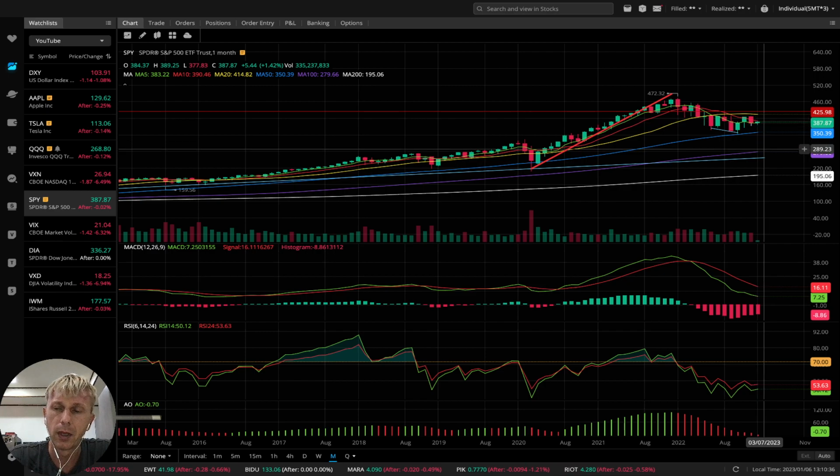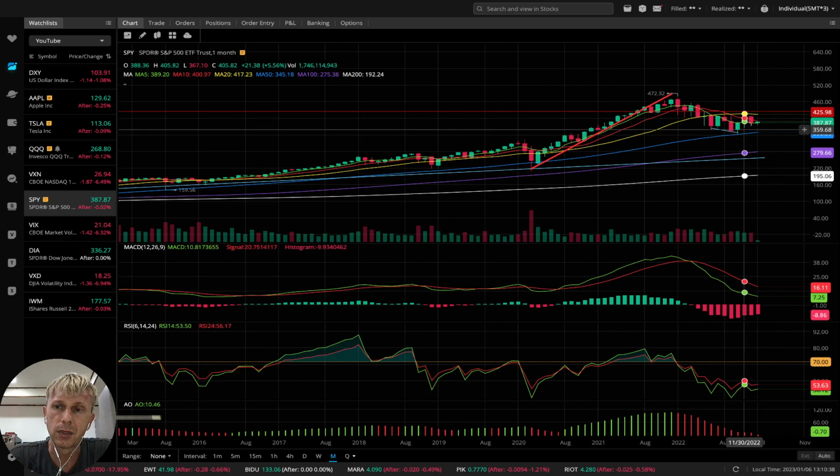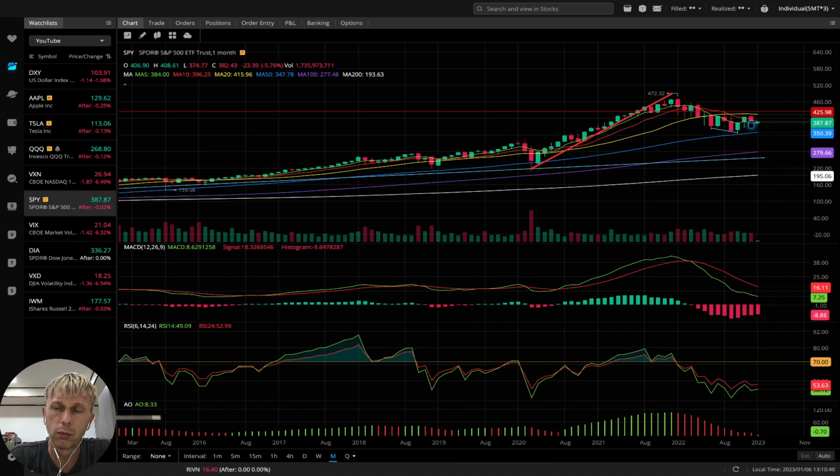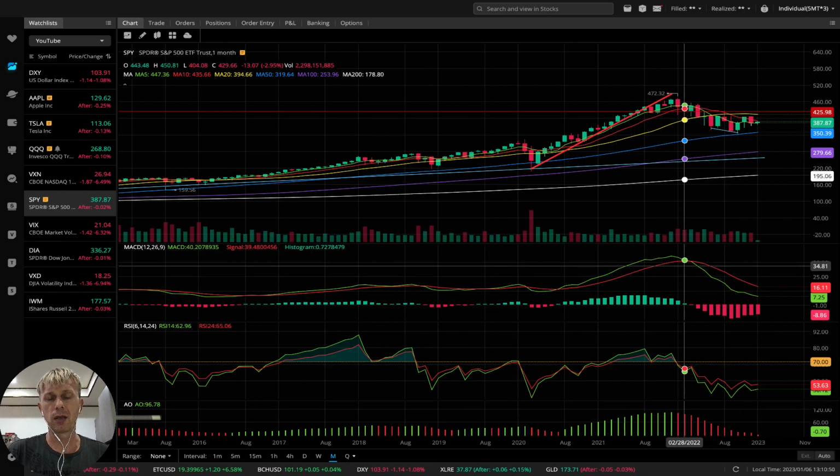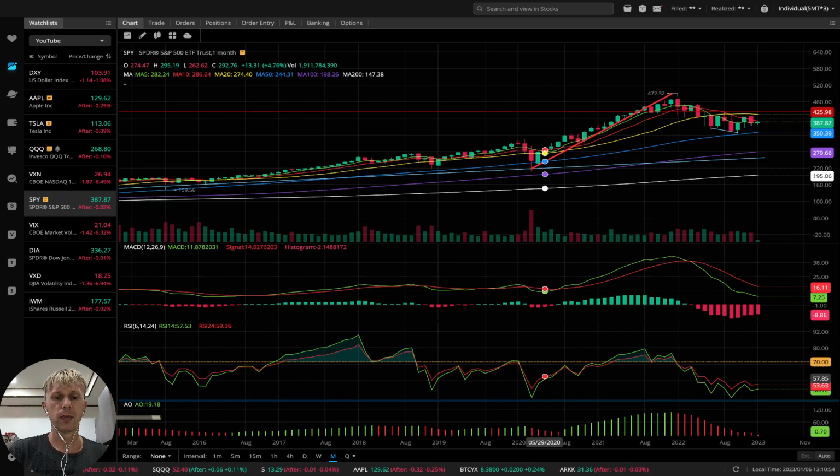Still, MA5 wants to do a bullish crossover. It looks like a bullish crossover, it looks like it wants to go bullish, but no confirmation yet. Still bearish trend on MACD, RSI, and also the oscillator on monthly for SPY.